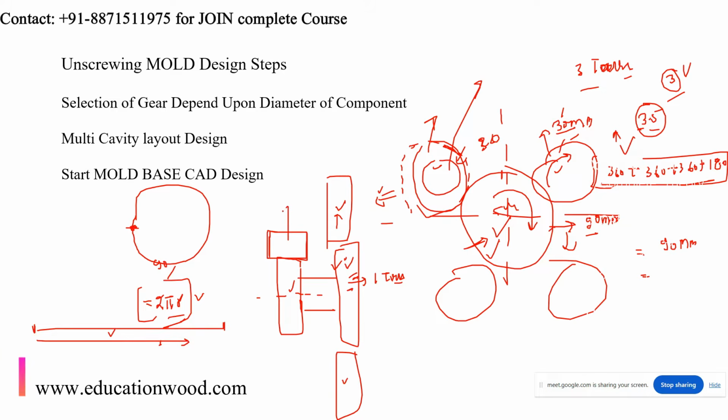Why? Because for the rack, right? Now, tell me what is 2 pi r? 2 multiplied by 3.14 multiplied by 45. Note down this, very important, right? The selection process is very important for the exam. 282.